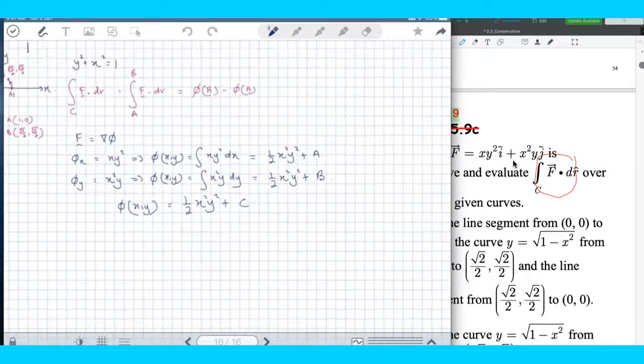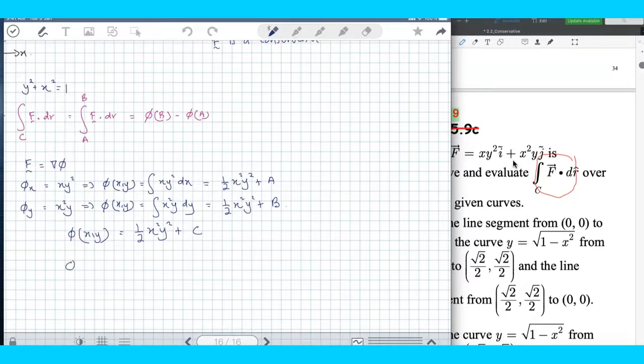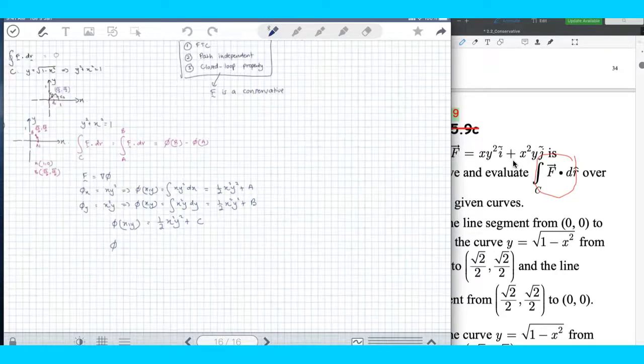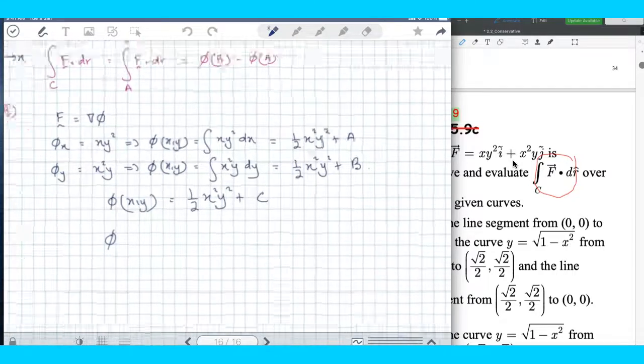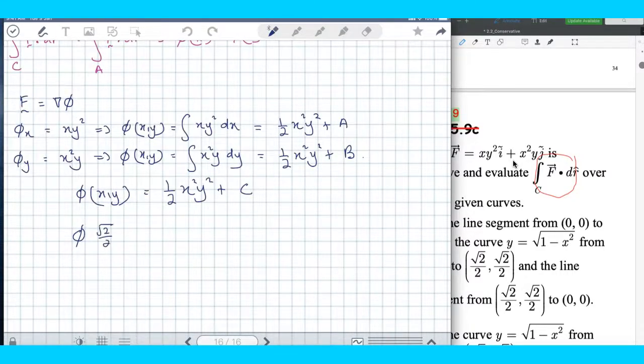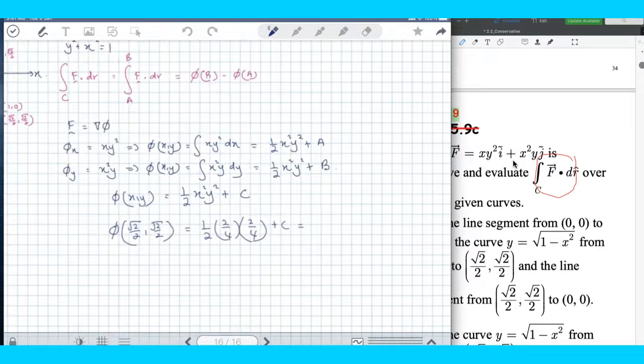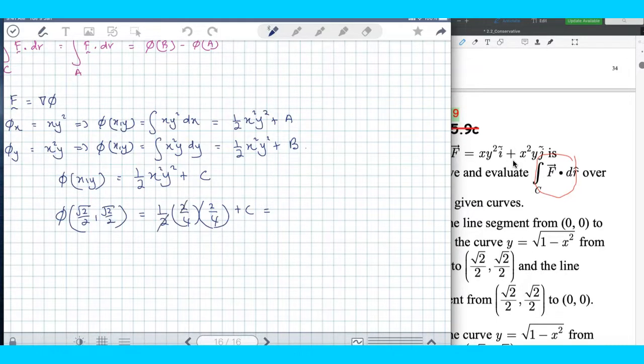Then this is the phi, so we substitute the phi at the point b. What is b? B is sec 2 over 2, sec 2 over 2, sec 2 over 2. So 1 over 2, 2 over 4, and 2 over 4 plus c. So we will get, this one cancel, this one 2. So 1 over 8 plus c.